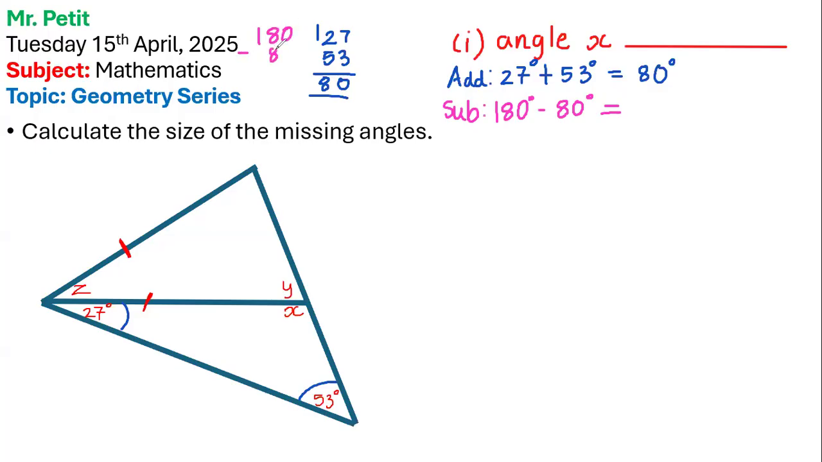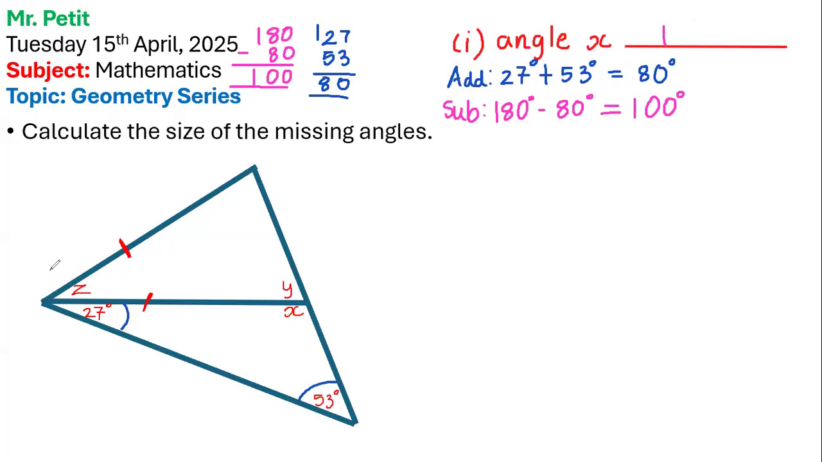180 minus 80. When we subtract them, we have 0 minus 0, which is 0. 8 minus 8 is 0. 1 minus 0 is 1. So the answer is going to be 100. So that means that x is equal to 100 degrees. That's the answer.